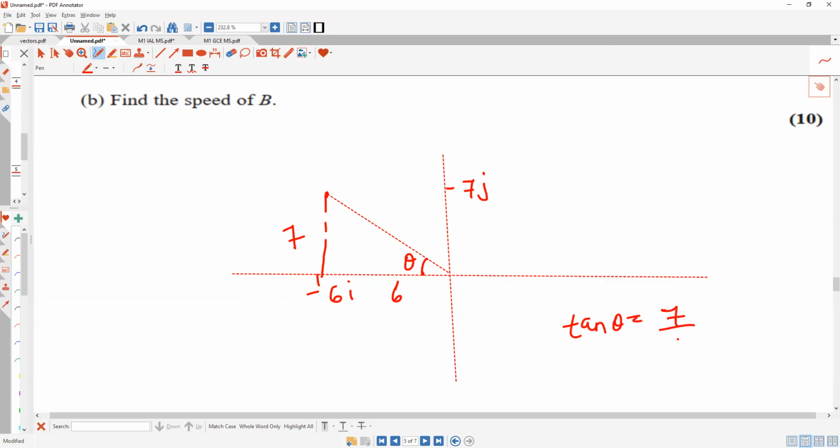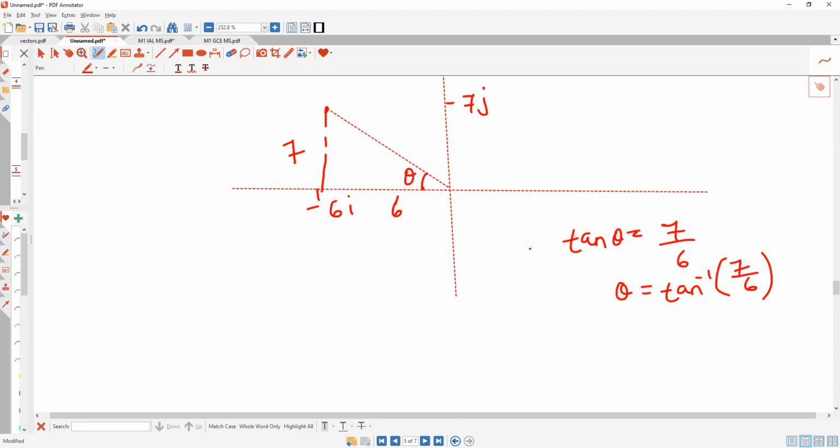7 divided by 6. So theta is tan inverse of 7 by 6. How much is it? 49.398. 49.39 what? 8. Done.